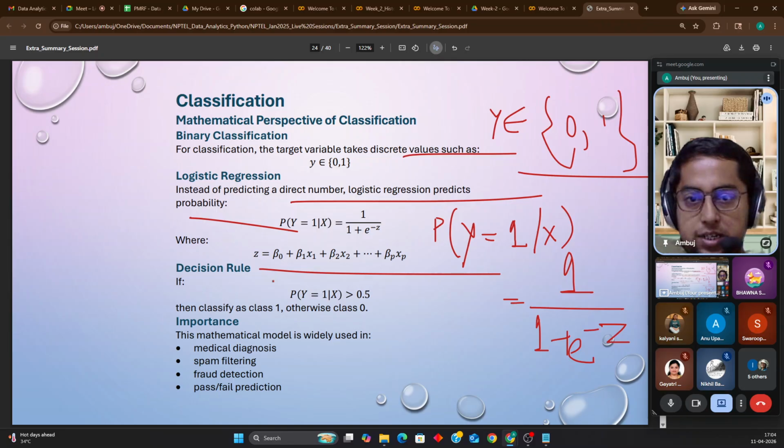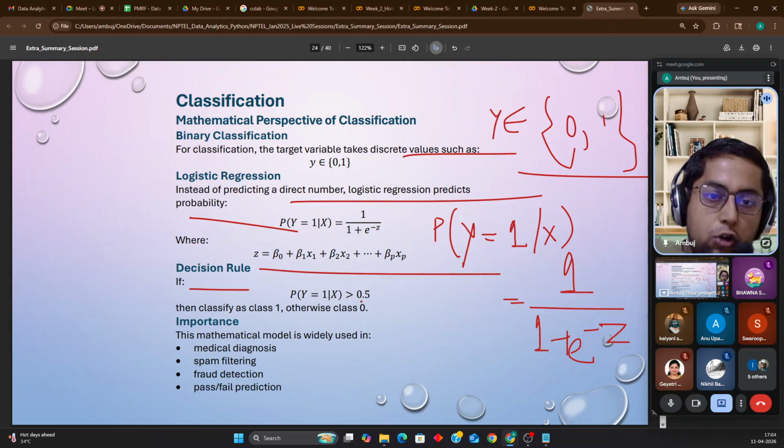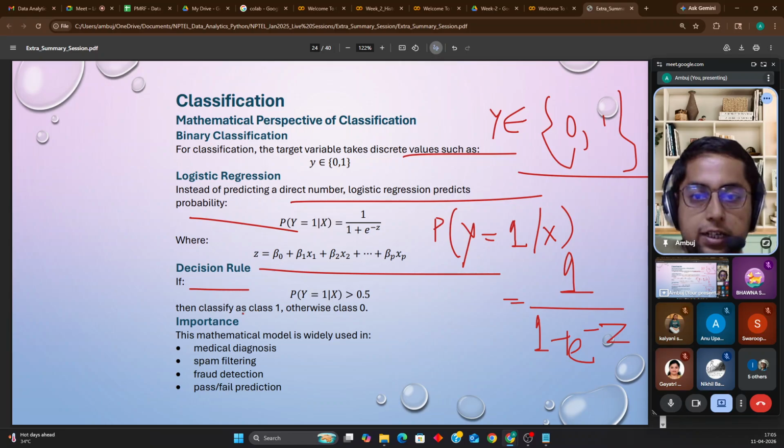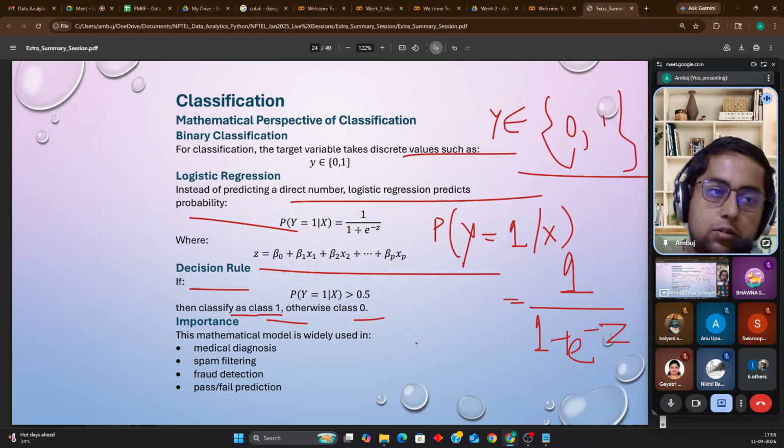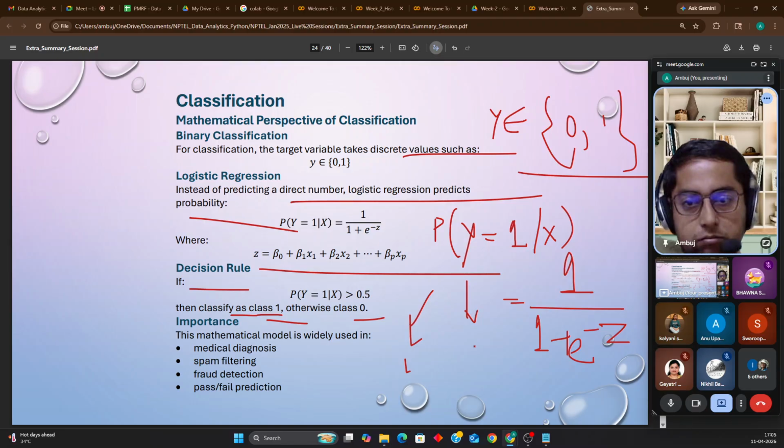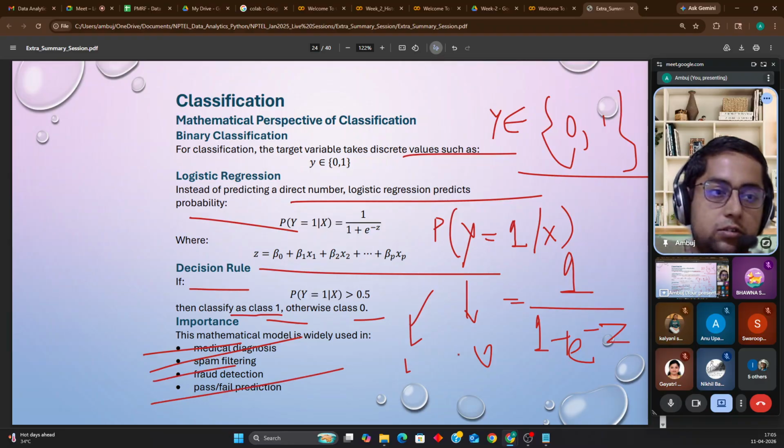And the decision rule is when the probability of happening of event 1 given x is greater than 0.5, then you classify it as class 1, otherwise you classify it as class 0. Very, very important in medical diagnosis, spam filtering, fraud detection, class fail prediction.